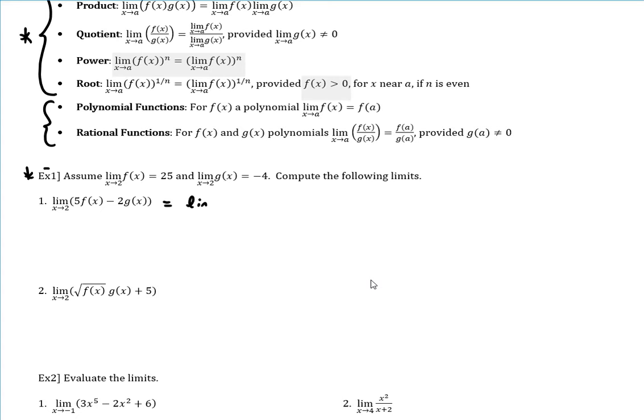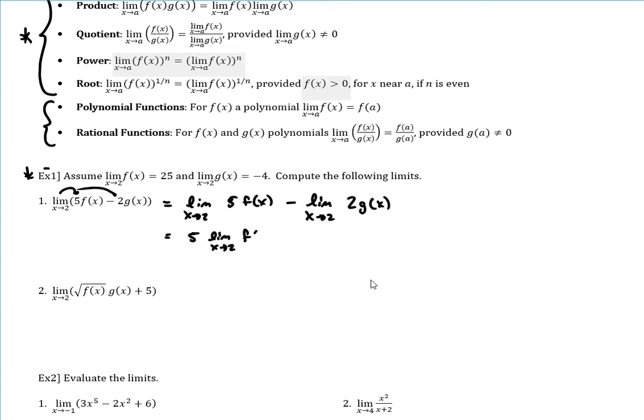When you have a limit, the limit can just hang out front. And when you have multiple terms separated by pluses and minuses, that means you could rewrite as multiple limits. So for this, I'm going to write this as the limit as x goes to 2 of 5f(x), and then minus the limit as x goes to 2 of 2g(x). It's almost like it's distributing, so this limit is going to both. And this 5 here and this 2 here, we can take them out and put them in front of each of their own respective limits.